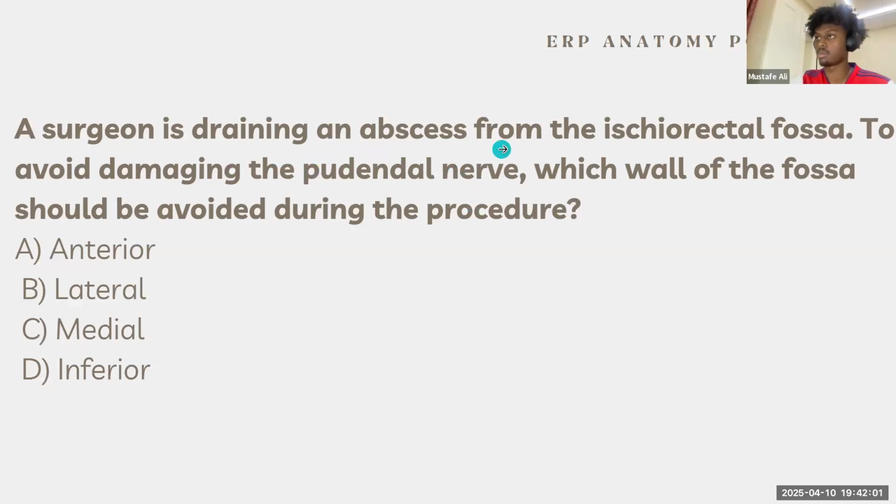A surgeon is draining an abscess from the ischiorectal fossa. To avoid damaging the pudendal nerve, which wall of the fossa should be avoided during the procedure?